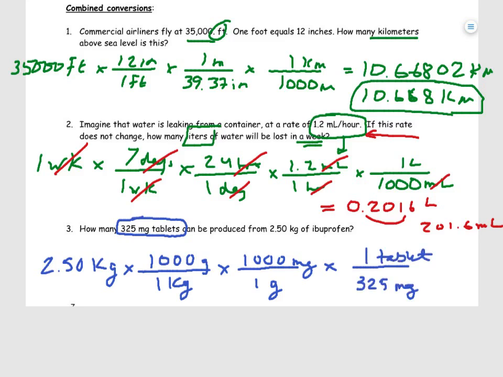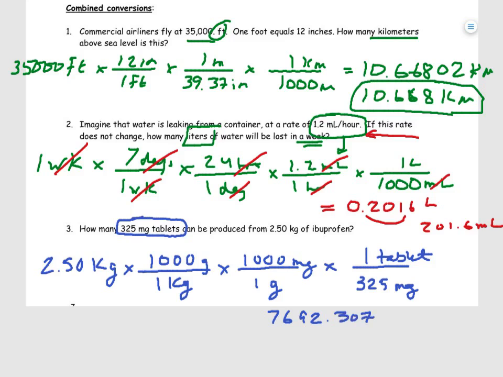When I set it up like that, it's not necessary to answer the question. You could do it as an afterthought at the end. But basically, you're going to get your 2.5 million divided by 325. You're going to get an answer. You do 2.5 by 1,000 by 1,000, divided by 325. You're going to get 7692.307.